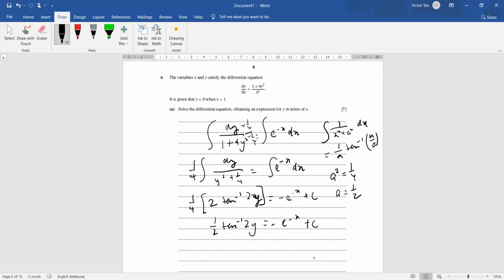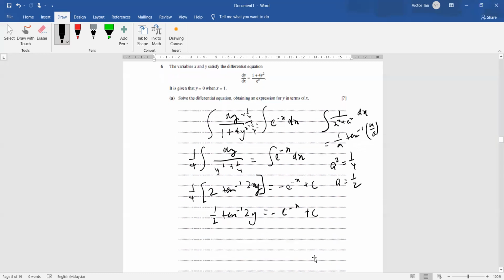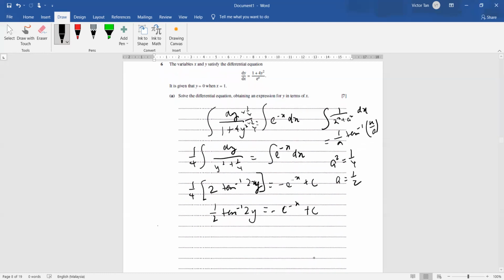Now, next step is to find the value of c by having y, given y is 0, x is 1. Substituting this value, tangent 0 would be 0, minus e to the minus 1 plus c. So c would be minus 1 over e.